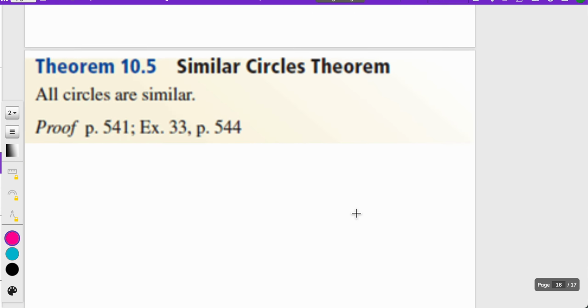Okay, we got one more theorem to look at, and this one is just stating all circles are similar. That's really all you need to know. There's no picture to describe that one. And that'll actually conclude our video for 10.2, finding arc measures.